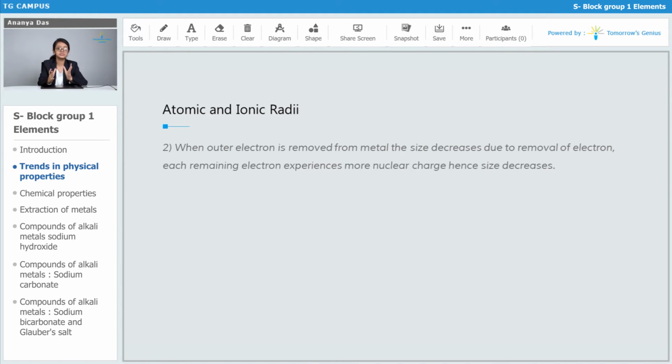the size decreases. So, because your alkali metals are present at the farthest left end of your periodic table, that is why in them the effective nuclear charge is the least. So, in that case they have the highest atomic size and ionic radii in their respective periods.